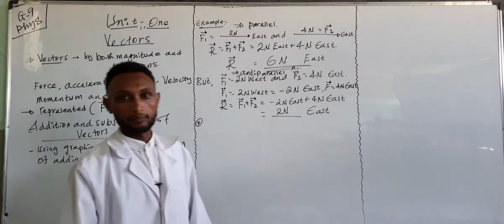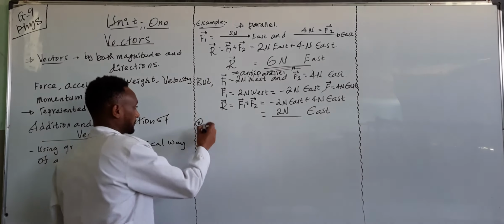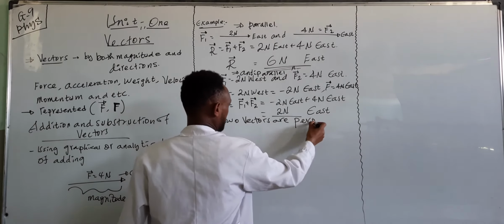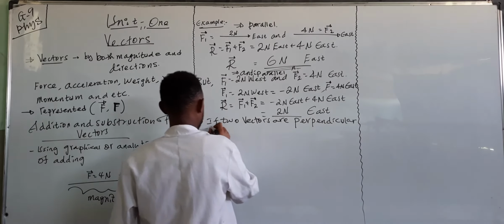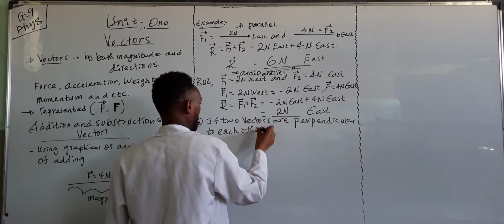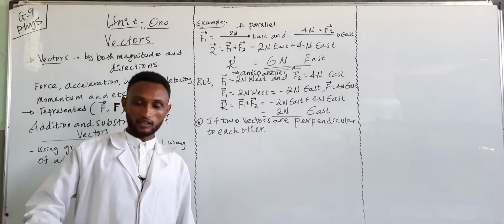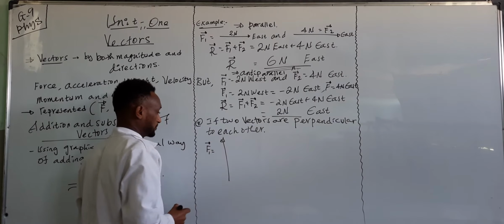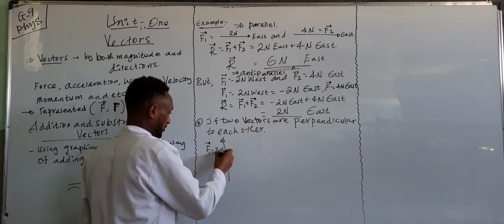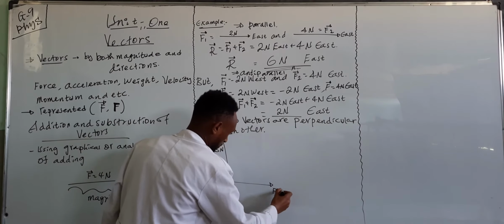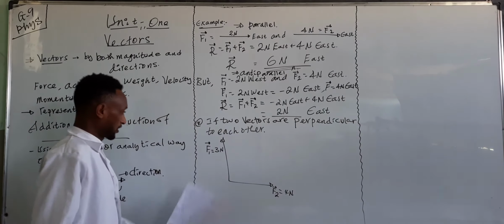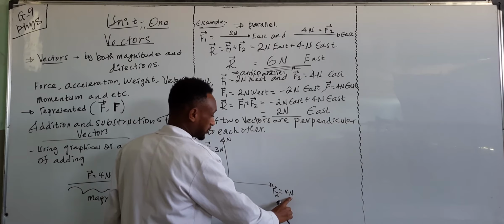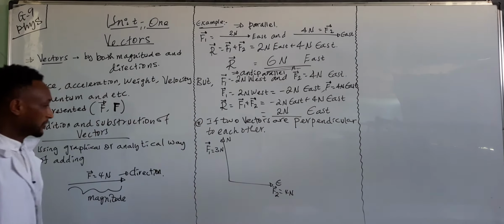On the third one, if two vectors are perpendicular to each other, like that, that means if one vector is perpendicular to another vector, take this one as force 1, which is equal to 3 Newton, and this one as force 2, which is equal to 4 Newton. This force 1 is 3 Newton in north direction, and force 2 is 4 Newton in east direction. They are perpendicular to each other.